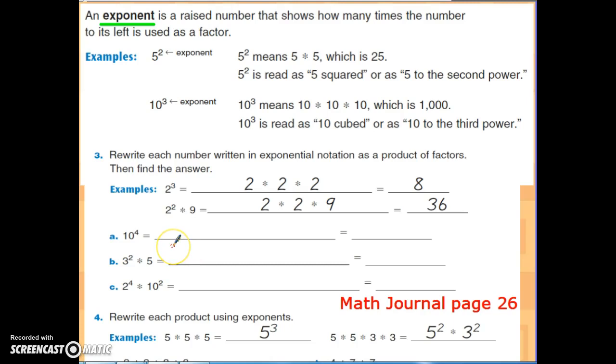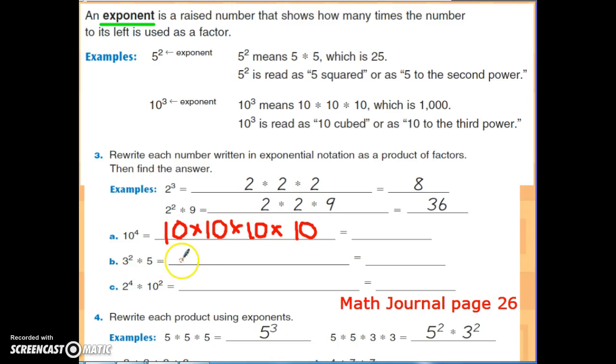So let's do a couple of these together. Letter A, we have 10 to the fourth. So my base is 10, and I'm going to multiply that 4 times. So 10 times 10 times 10 times 10. And then I need to find the answer, and I'm going to let you do that part.